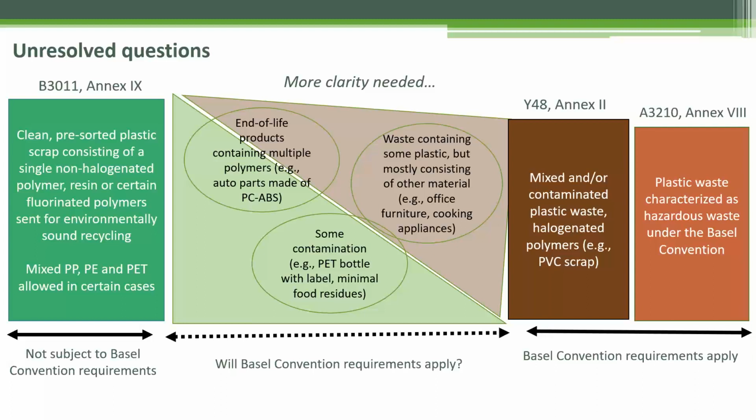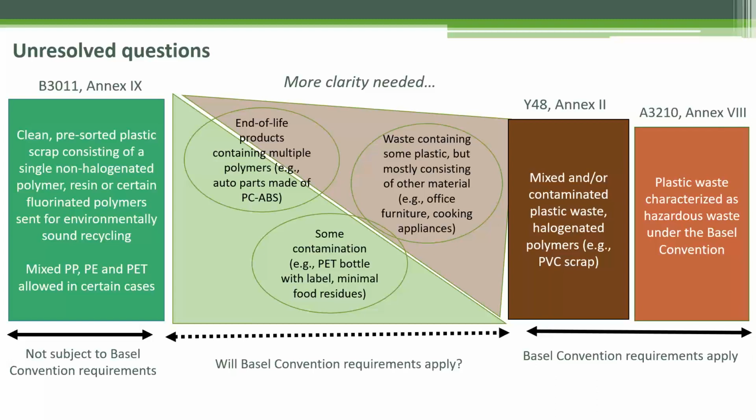So some questions are, will all end-of-life products consisting of different polymers be controlled? For example, auto parts made up of polycarbonate and ABS plastic. And how about scrap containing some contamination, for example, PET bottles with their labels or containing some food residues? And then what about end-of-life products containing some plastic, but that consist predominantly of non-plastic material? So for example, office furniture, like those hard plastic chairs that are made up of plastic, but then also have steel in the legs and that kind of thing.